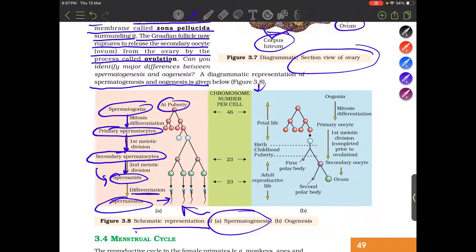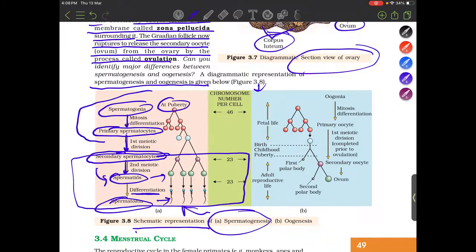So these are spermatozoa, and these are spermatids, and these are secondary spermatocytes, and spermatozoa are haploid, and primary spermatocytes and spermatogonia are diploid 2n, and these are n.